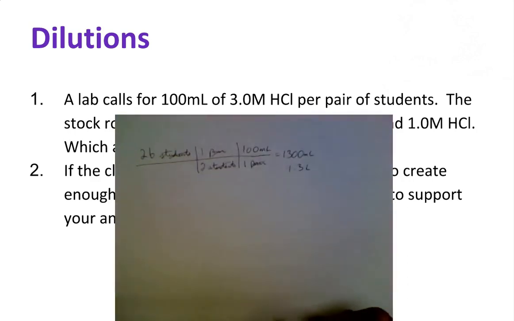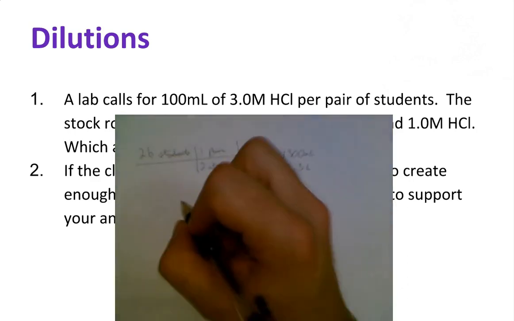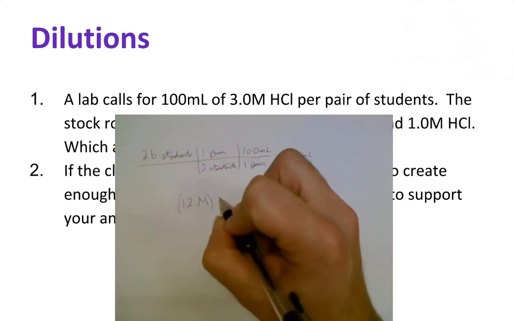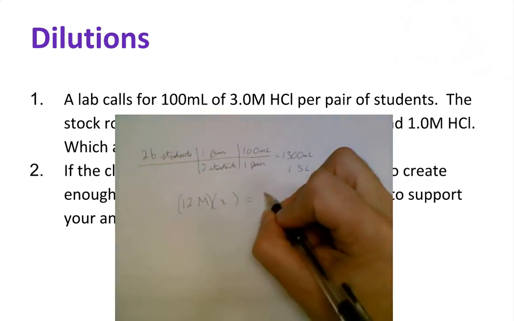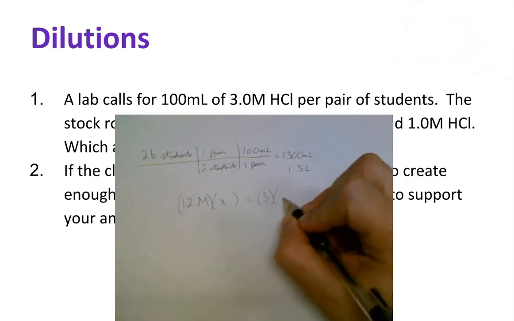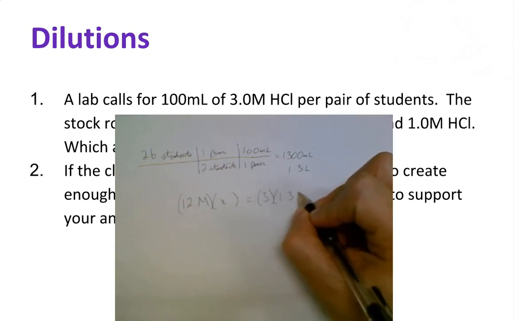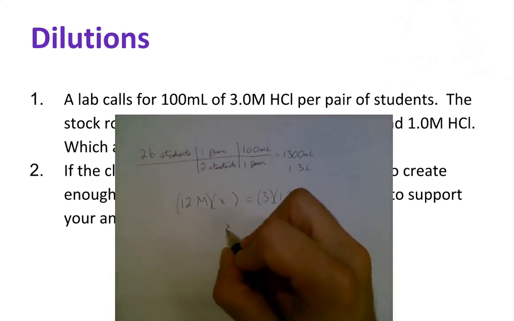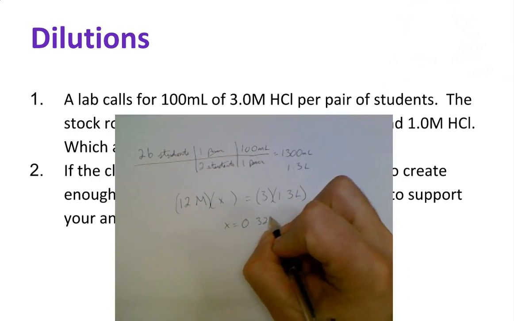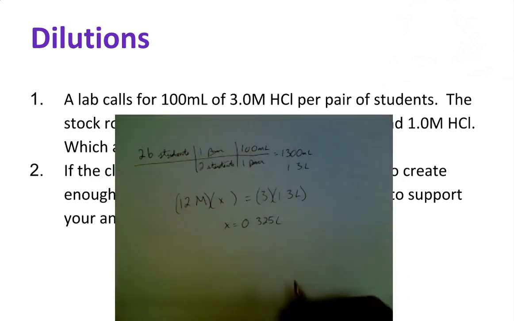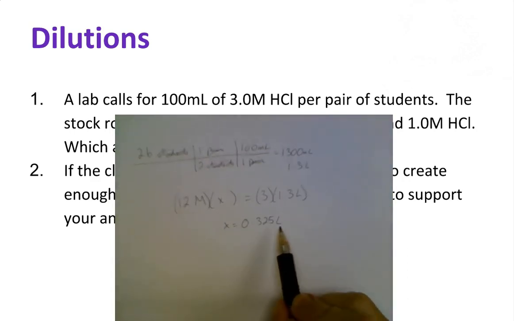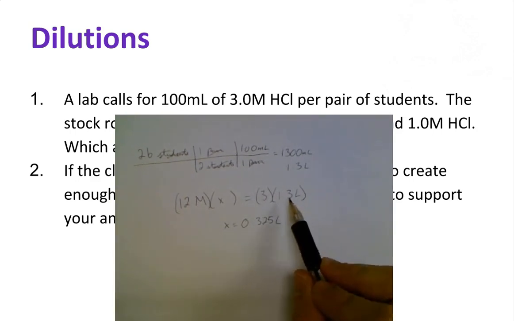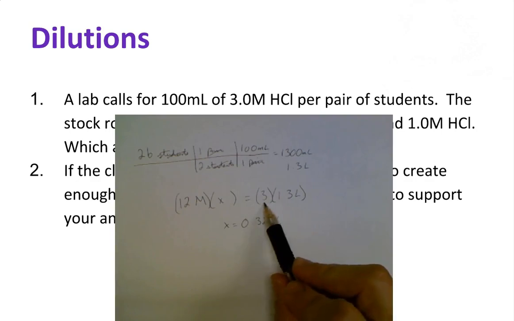Now, let's go to the dilution portion of this. We know we have 12 molar solution. We don't know how much of it we need to make our 3 molar solution, but we do know that we need 1.3 liters of it. So from here it's just straight algebra. X ends up equaling 0.325 liters of solution. So you would want to take 325 milliliters and then dilute that to a volume of 1.3 liters, and your final solution would then be 3 molar.